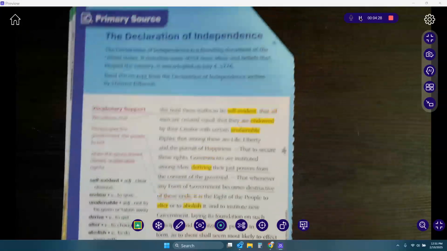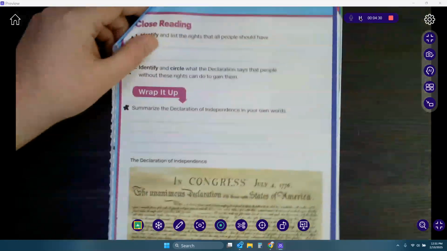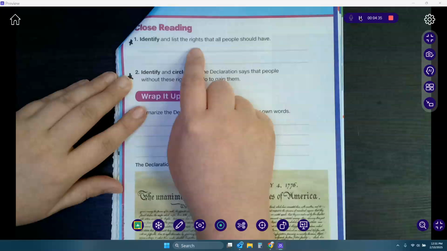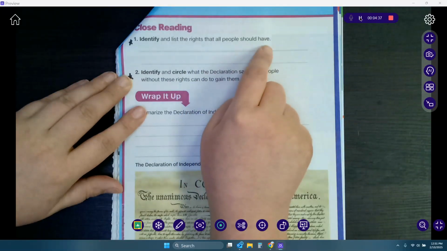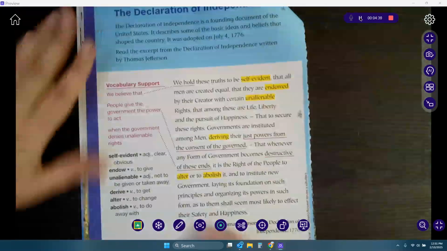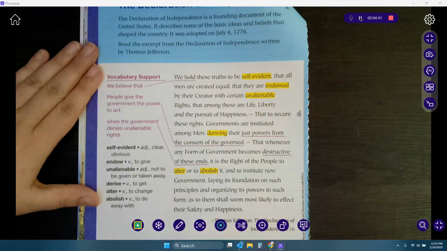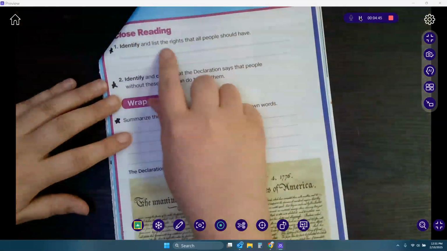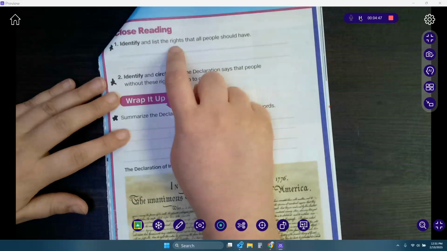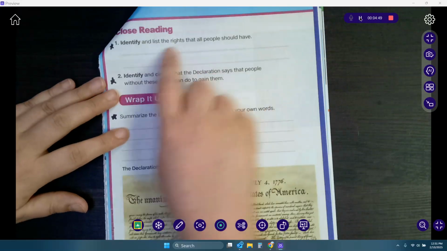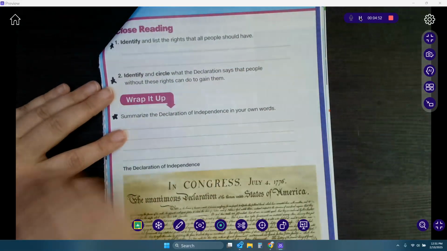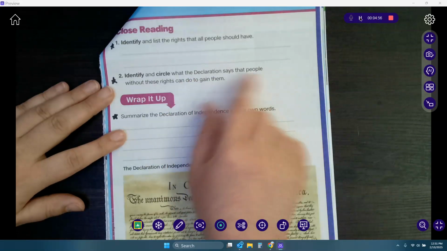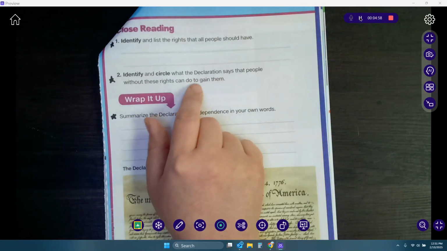All right, so we're going to go ahead and go to our close reading. Identify and list the rights that all people should have. So according to this, what rights should we have? Okay. So what rights? Okay, you're looking for the word rights and listing all the rights that it says we should have. Identify and circle what the Declaration says that people without these rights can do to get them.